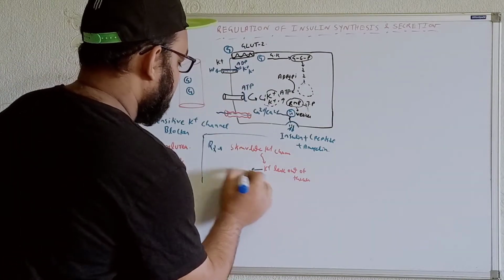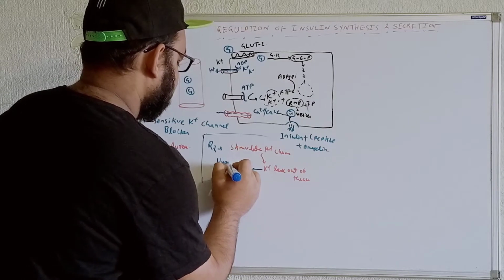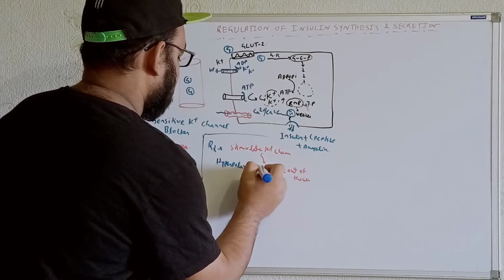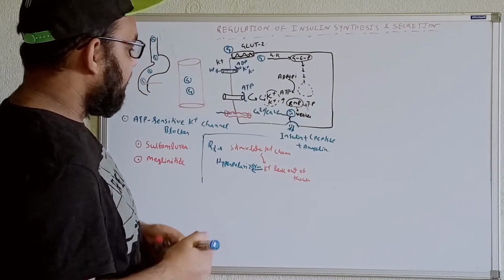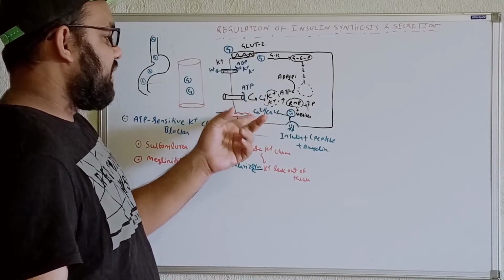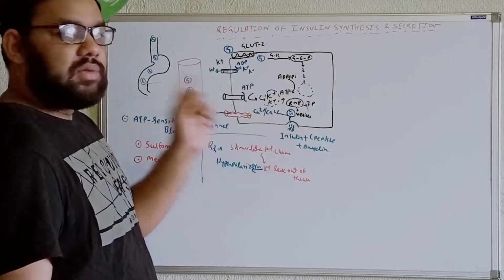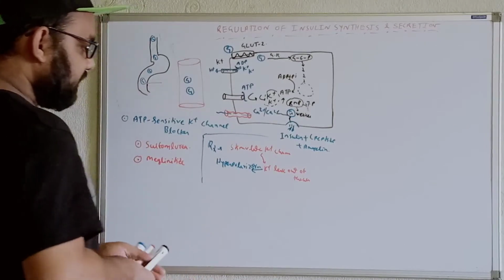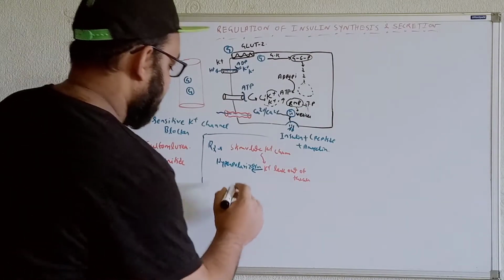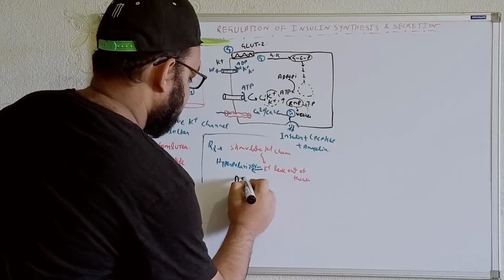So whenever we are getting hyperpolarization, try to understand, definitely there will be no activation of the voltage sensitive calcium channels, so there will be no production of insulin. Okay. What is the name of the drug? The drug is known as diazoxide.